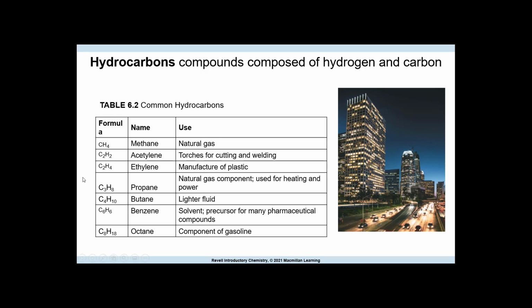We don't talk about how many atoms, because there are so many different compounds. It's just C and H. There's nothing specific about it. When you hear hydrocarbons, it's just carbon and hydrogens. That's it. Just a generic term for all of these.